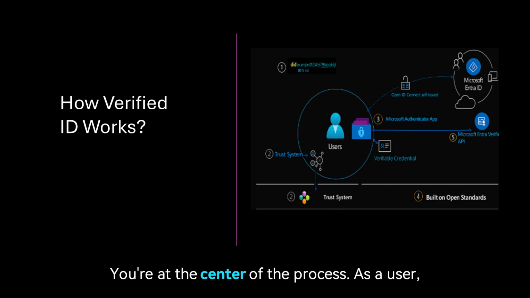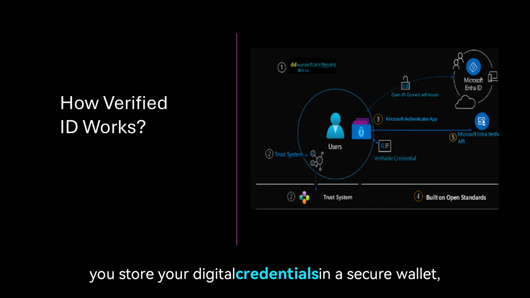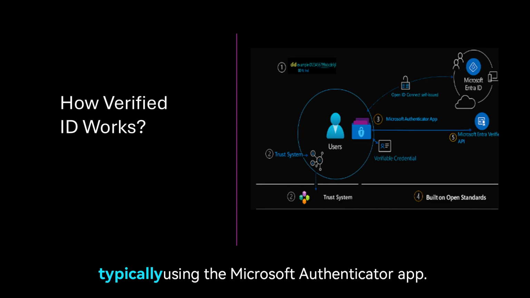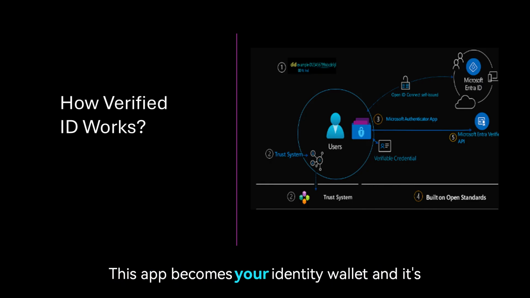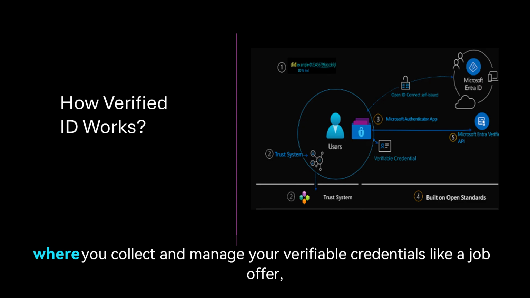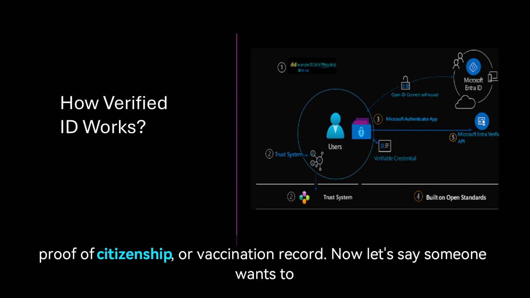You're at the center of the process. As a user, you store your digital credentials in a secure wallet, typically using the Microsoft Authenticator app. This app becomes your identity wallet, and it's where you collect and manage your verifiable credentials, like a job offer, proof of citizenship, or vaccination record.